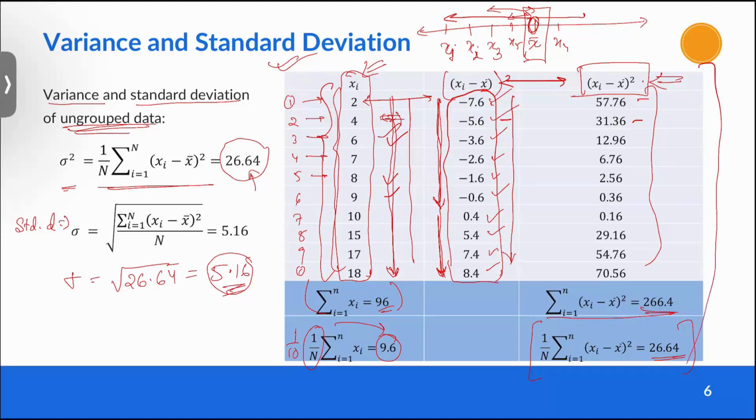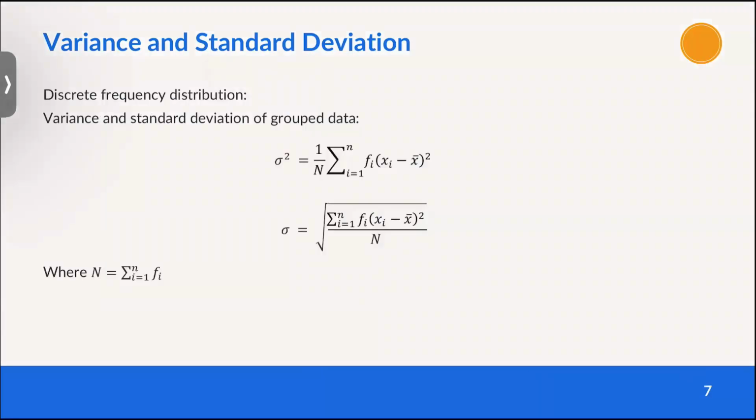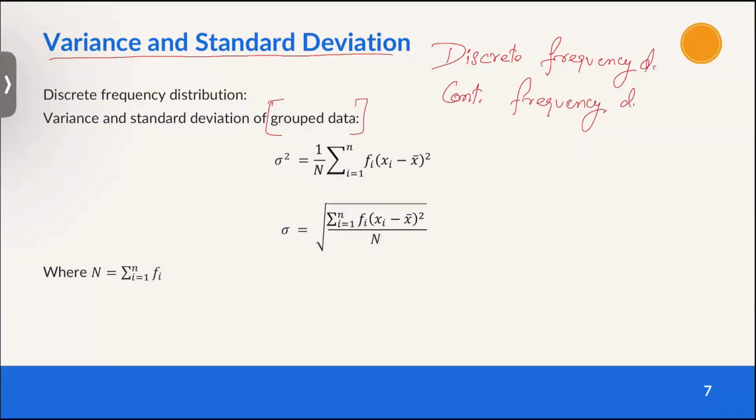This was one example. Next, we'll see how to calculate variance and standard deviation for grouped data. Grouped data could be of two types, as we have seen earlier when we were doing mean deviation: discrete frequency distribution or continuous frequency distribution. First we'll see how to calculate variance and standard deviation for discrete frequency distribution. In it, xi will be there and we will have fi.